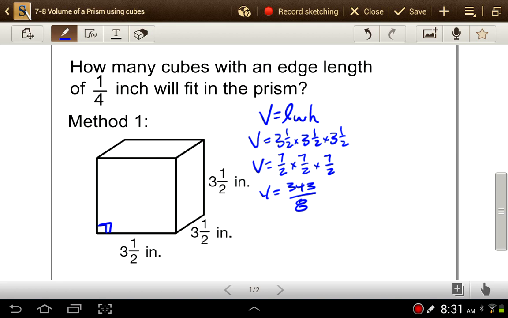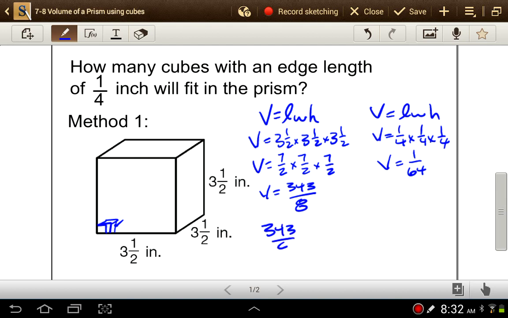In step 2, I want to find the volume of one of these little cubes that I have in here. So that's also volume equals length times width times height, and they all have a side length of 1/4. So I'm going to do 1/4 times 1/4 times 1/4. When I do that, I get volume equals 1/64. Now I know how big the volume is of the large cube. I'm going to now divide that by the volume of each little cube to see how many will fit inside of there. When I do that, I will get 343 eighths divided by 1/64.